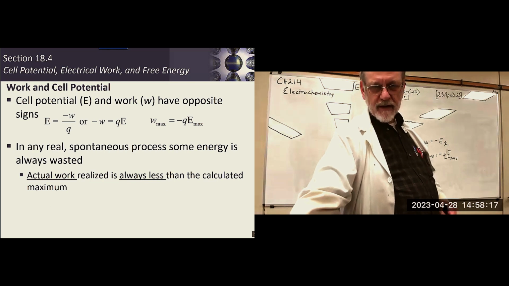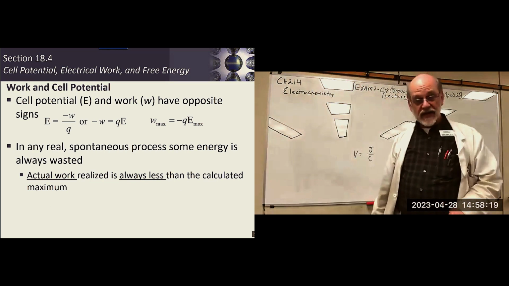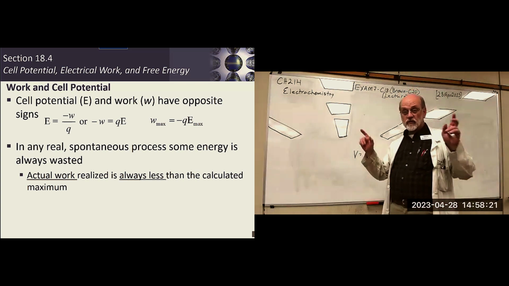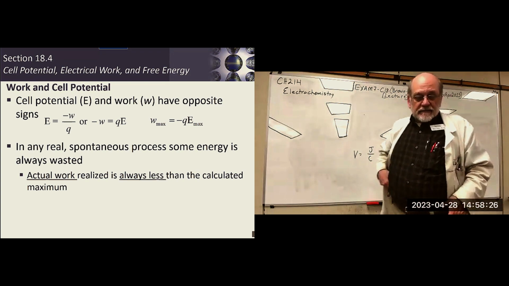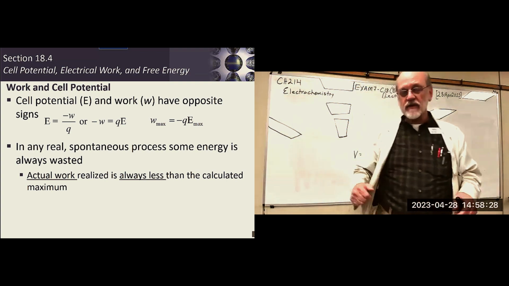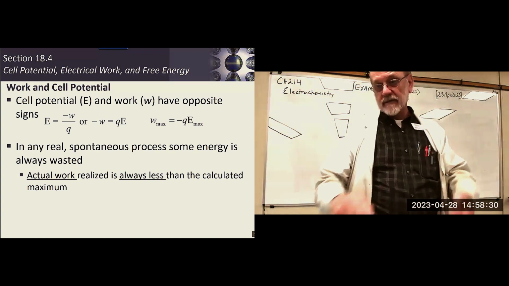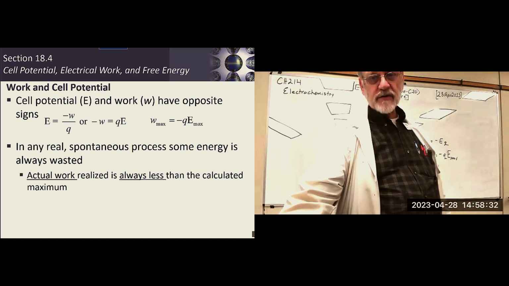The actual work that's realized from any of these processes, of course, we learned in the last chapter, is less than the maximum expected. There are so many factors that are involved. One of them, of course, is entropy. But there are other factors that are involved too.